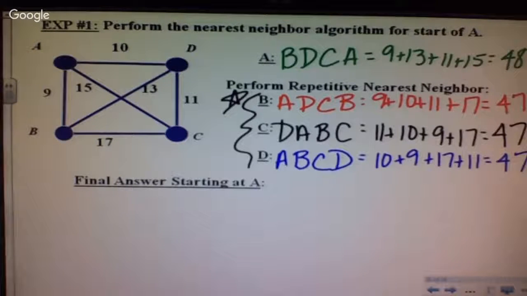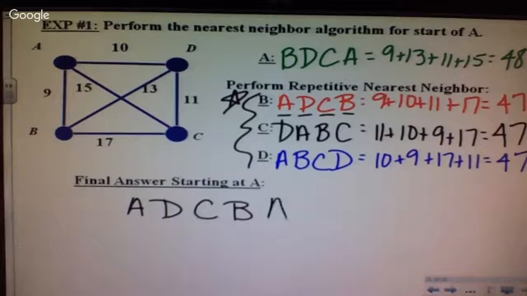You just need to shift this so it starts at A. So, your final answer then will be A, D, C, B, and back to A. And your length is 47.